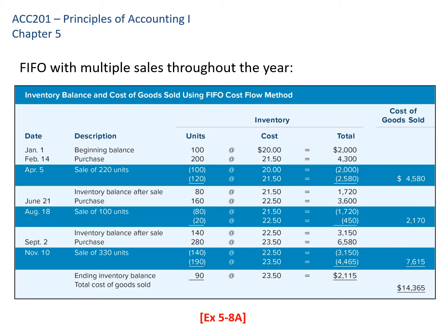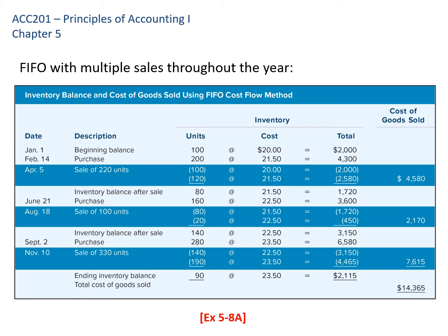And then I purchased 280 at $23.50. So I'm back to 2 layers. Then I sell 330, so that takes all of the 140 of the $22.50 units away, and I have to dip into the most recent purchase for 190. So then at the end of that, I have ending inventory of 90 units left at $23.50 for $21.15, and I have cost of goods sold totaling $14,365.